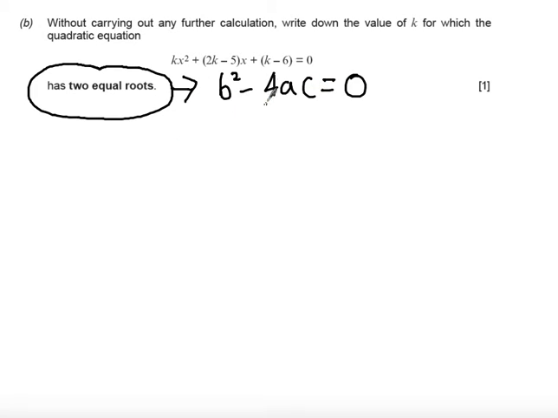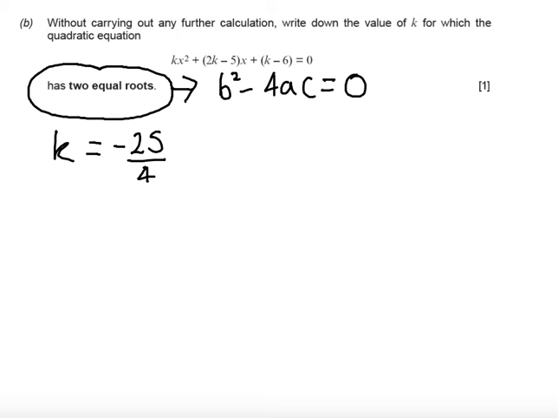So in this case, without carrying out any further calculations, what we know is that it's going to work through with exactly the same values, just rearranging around the equals sign. It's just that k is going to be equal to minus 25 over 4.